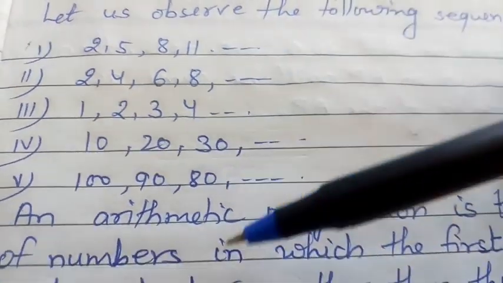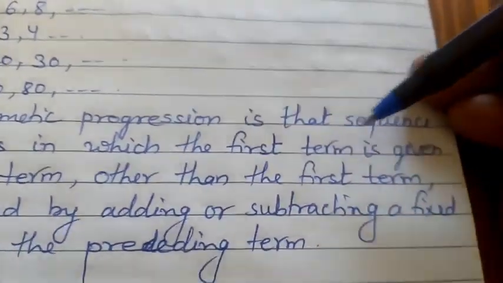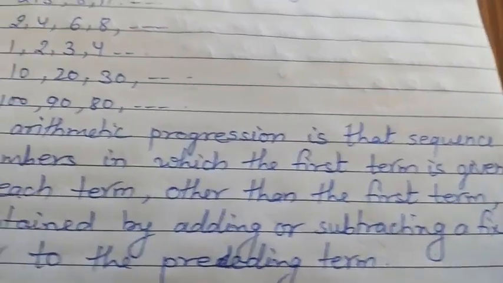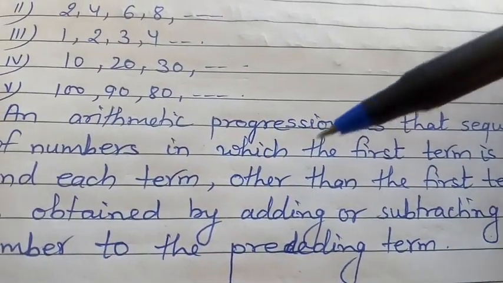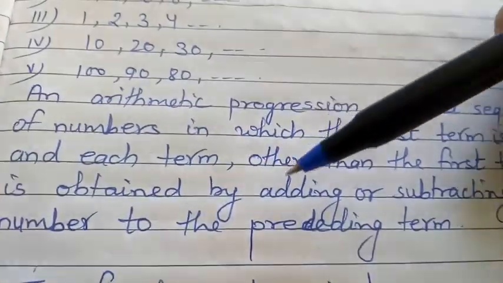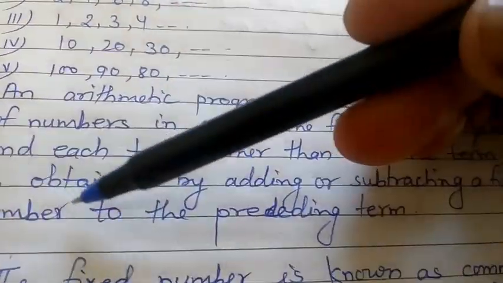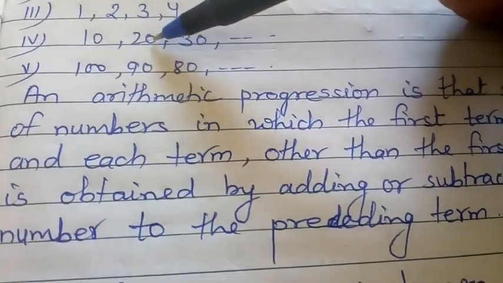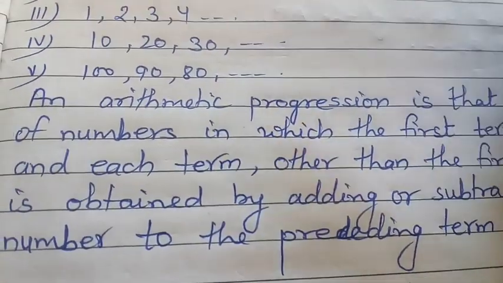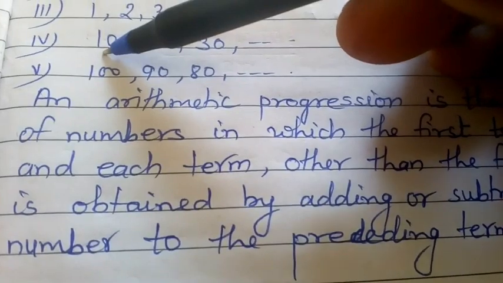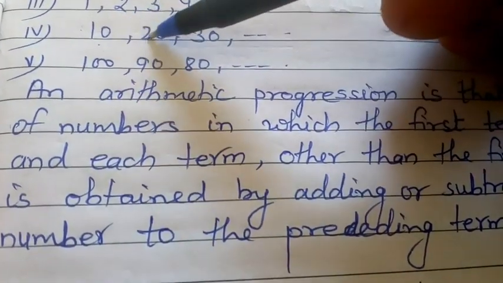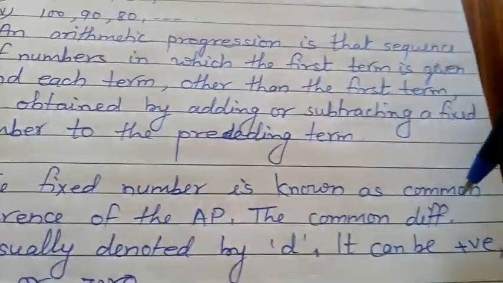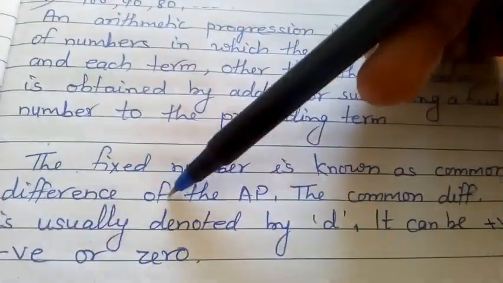An arithmetic progression is a sequence of numbers in which the first term is given and each term other than the first term is obtained by adding or subtracting a fixed number to the preceding term. The first term is denoted by A and the difference is denoted by D. That fixed number is known as the common difference of the AP.